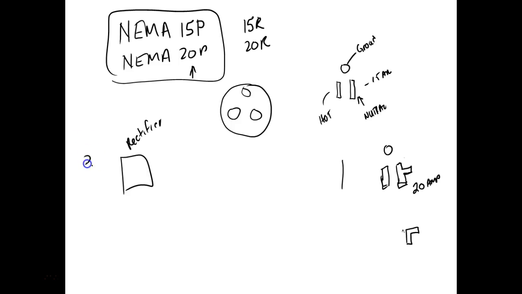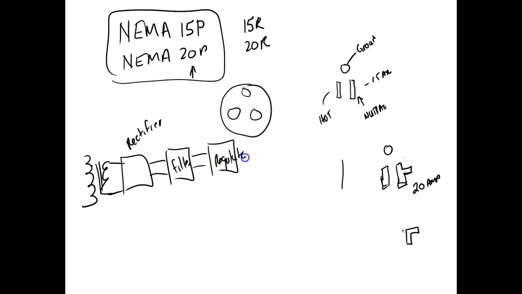Okay, so we're going to have a what? We're going to have a transformer. It's a linear power supply in the test. And then we're going to have a rectifier. Then we have what we call a filter. And then we're going to have a regulator. And this will be the output.